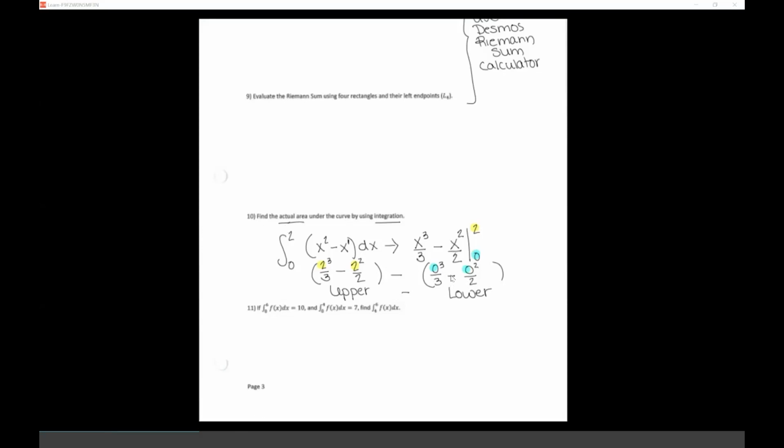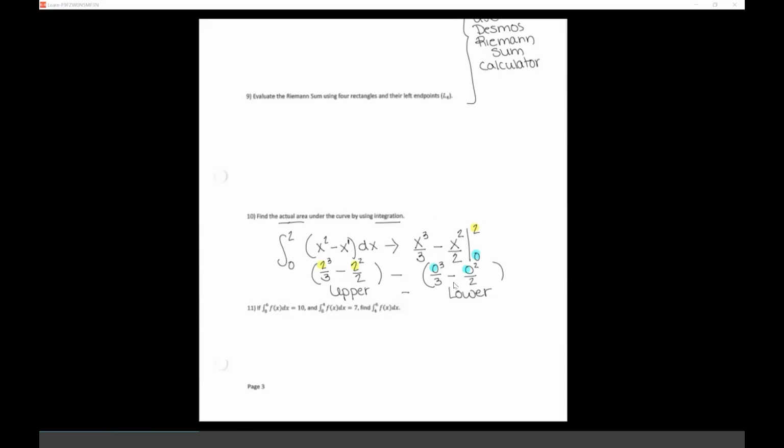or you could take a minute and look at it and realize this second set of parentheses, this is 0 cubed, that's 0. 0 divided by 3 is still 0. Here's 0 squared, that's 0. 0 divided by 2 is still 0. This is 0 minus 0, which is 0. So this whole second set of parentheses becomes 0. Remember, I said that's usually the case when your antiderivative is a polynomial. Okay, and this is a polynomial.